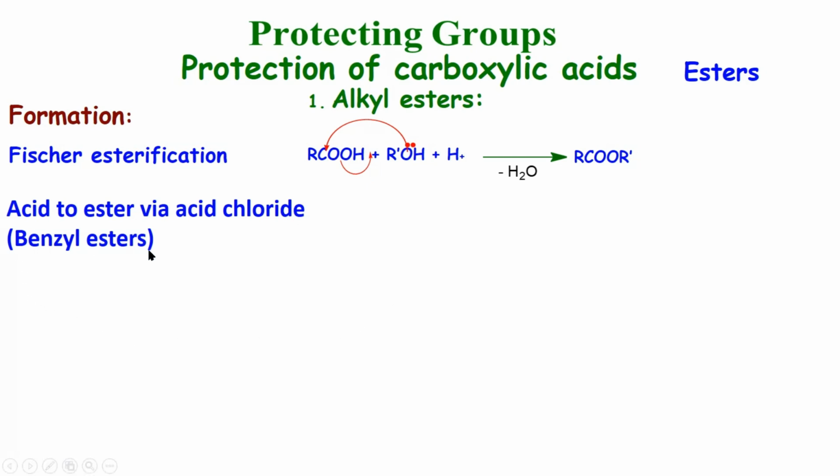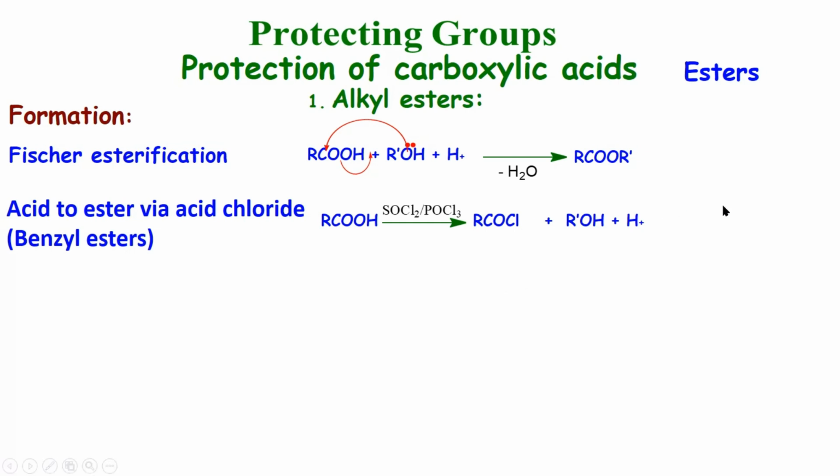Preparation of benzyl esters or aromatic esters is accomplished by this method. I take RCOOH and treat it with a chlorinating agent like thionyl chloride or POCl3. Even PCl5 and PCl3 can also be used for this purpose, where the OH in RCOOH gets replaced by chlorine and gives rise to acid chloride.